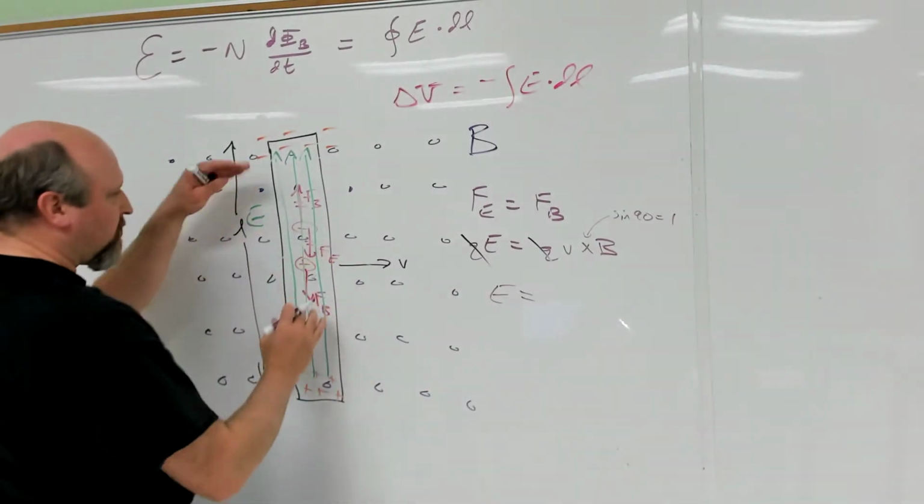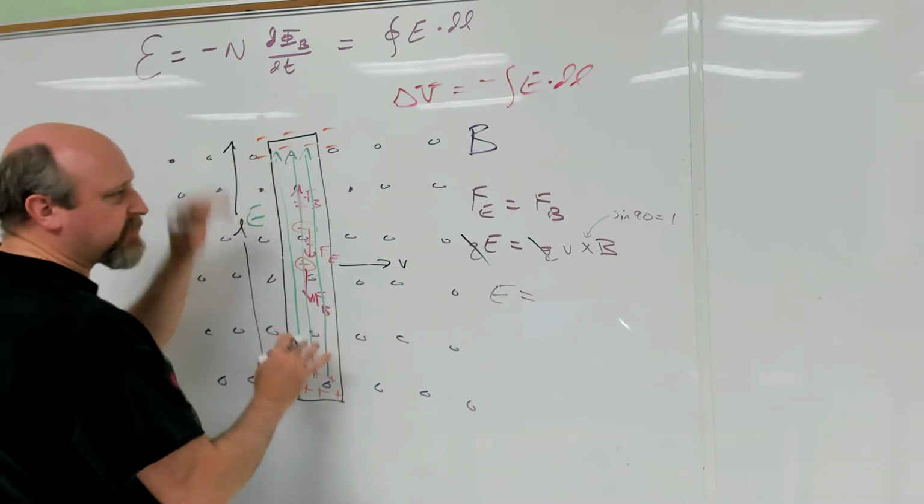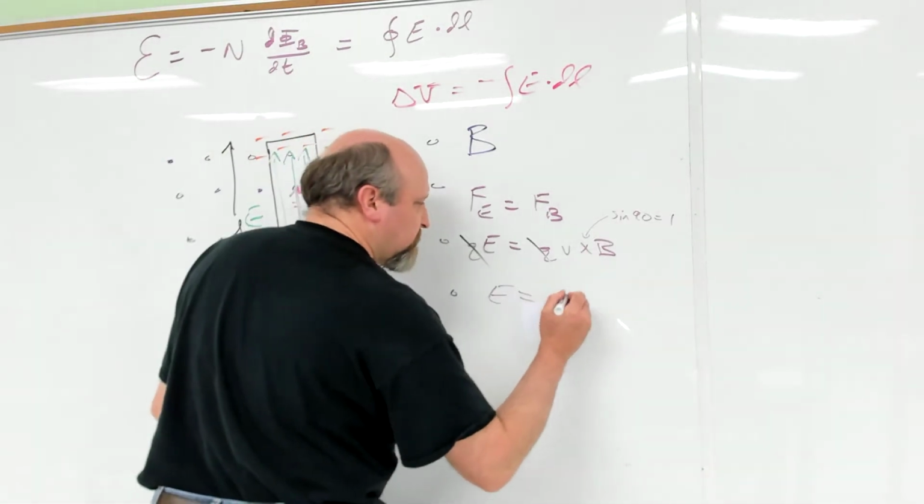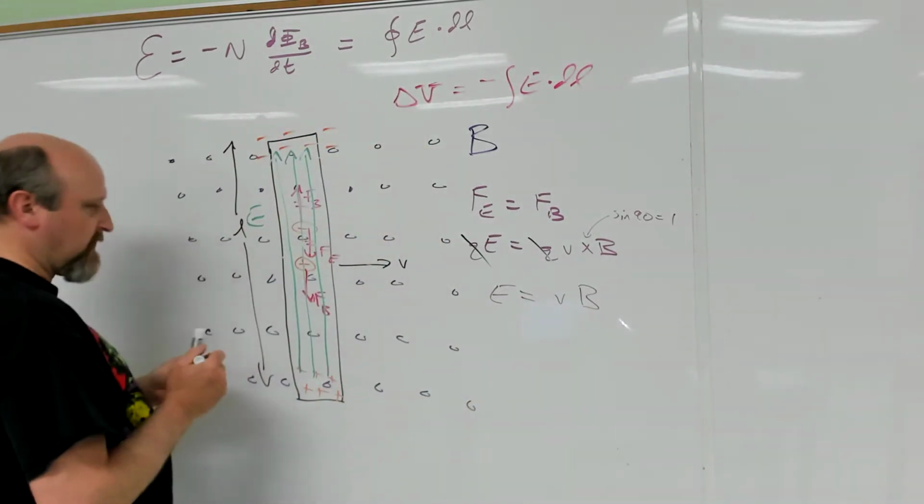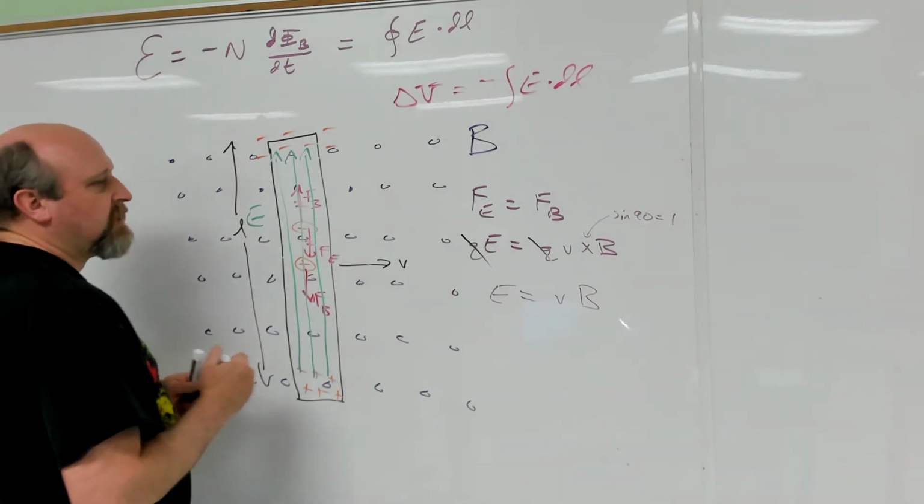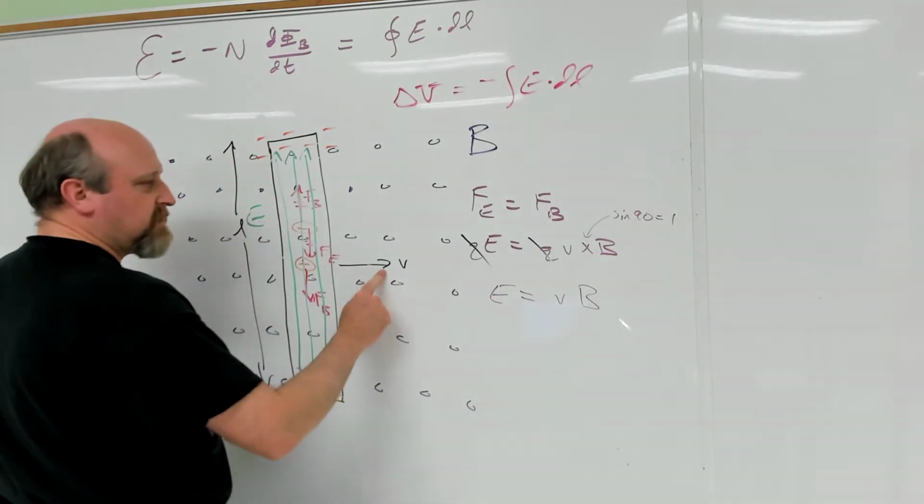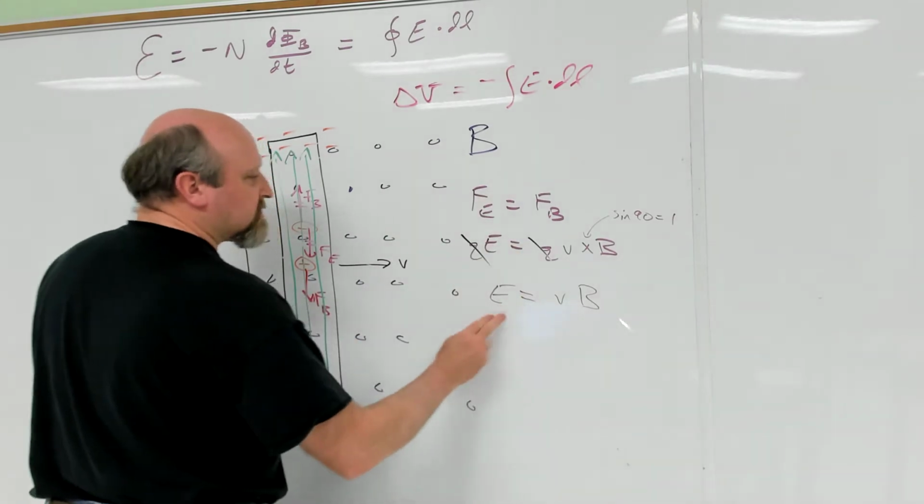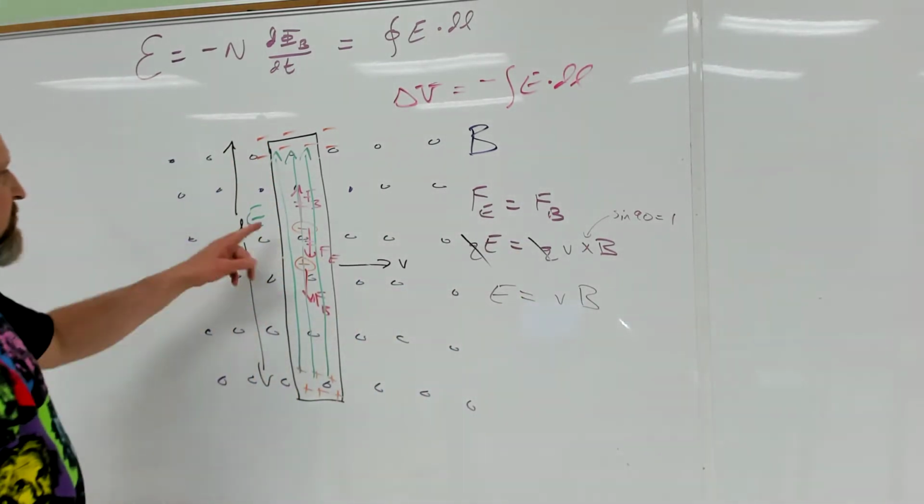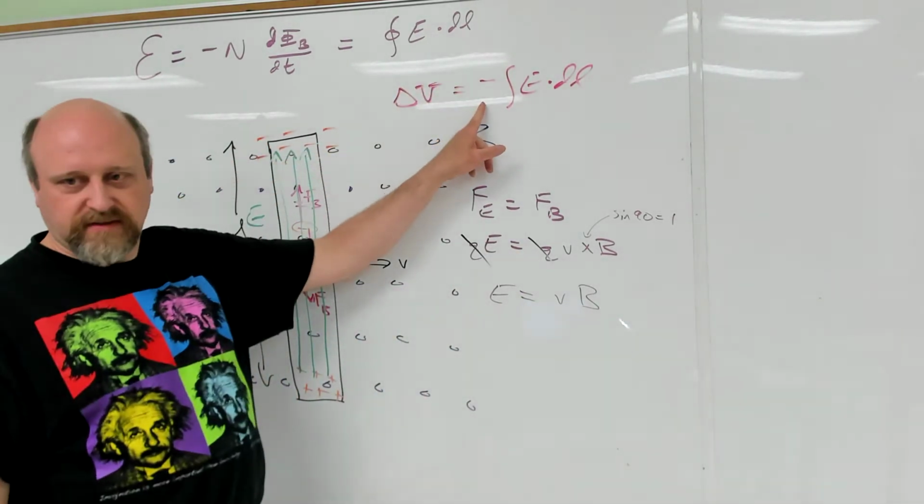At the point where it all reaches equilibrium, and those forces balance out, E is V times B. Rearranging, if I know this V and I know the B field strength, I can solve how big the E field is. Now, if I know how big the E field is, now I can go to this.